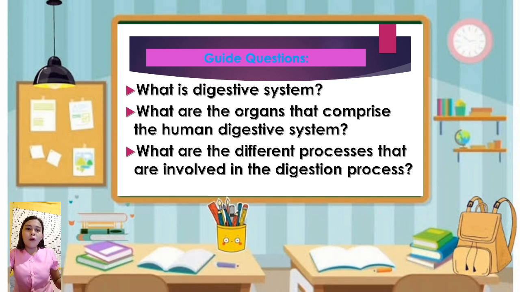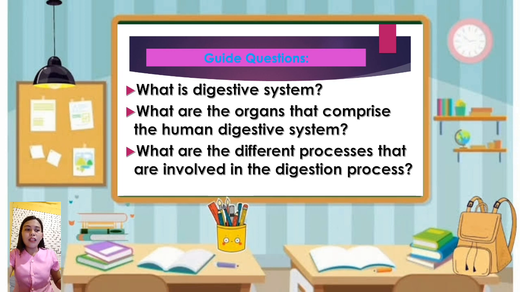Number 2, what are the organs that comprise the human digestive system? You're right, it is made up of the oral cavity, pharynx, esophagus, stomach, small intestine, and large intestine. In addition, there are several accessory organs of the digestive system. This includes the teeth, tongue, salivary glands, liver, gallbladder, and pancreas.